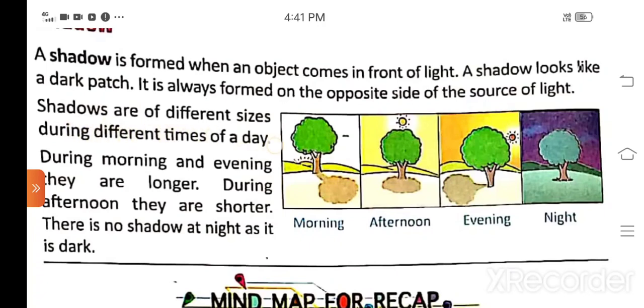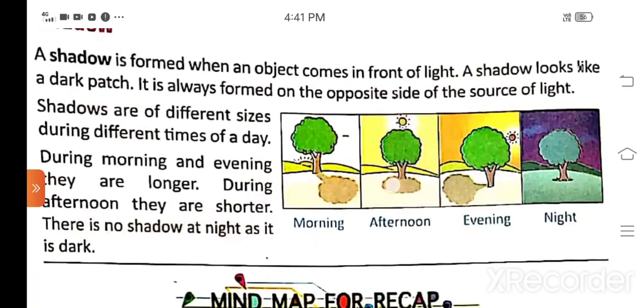Shadows are of different sizes during different times of the day. The shadow also changes its size. As you are watching here, the shadow is changing size and direction according to the time of the day. During morning and evening, they are longer. During morning, when the sun is rising, the shadow of the tree is longer, and when the sun is setting during the sunset, the shadow of the tree is also very long. But during afternoon, they are shorter.